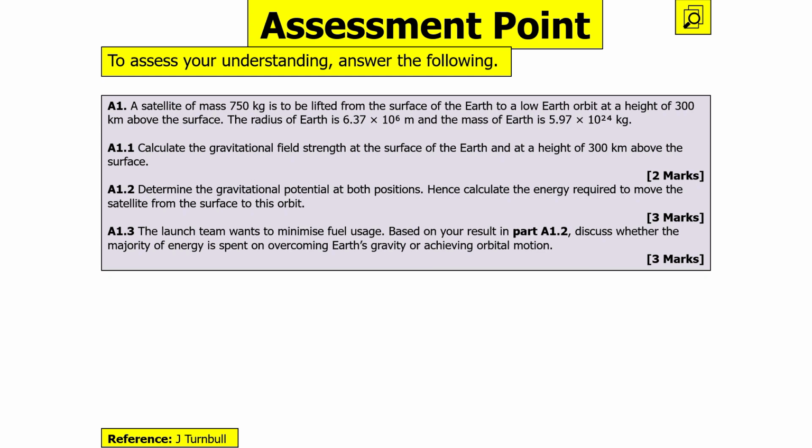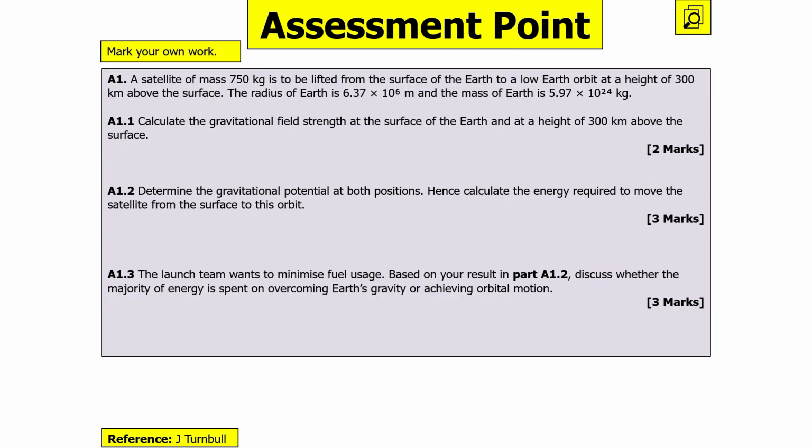Based on your result for part A 1.2, discuss whether the majority of the energy is spent on overcoming the Earth's gravity or achieving orbital motion. So pause the video now, then unpause the video when you want to go through your answer.